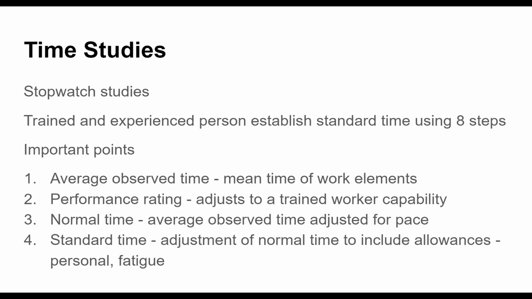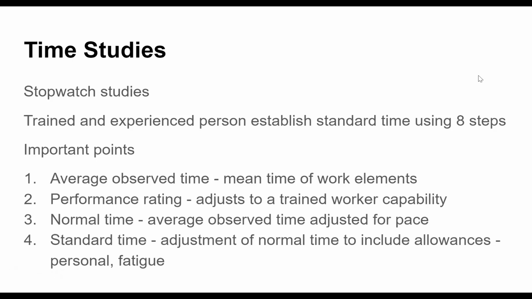When we do time study, these are the new things that you need to understand. 4 things. 1 is average observed time, which is the mean time of work elements. Work elements are the tasks that you do, broken down into smaller elements. And then there is a performance rating. Why do you need performance rating? Because you want to adjust to a trained worker's capability. And also, we are going to calculate the normal time. So you have an observed time, which is raw data, and you calculate normal time and standard time.